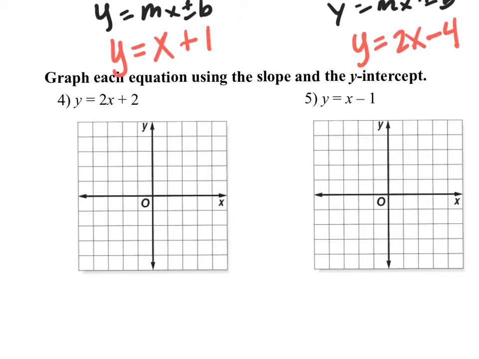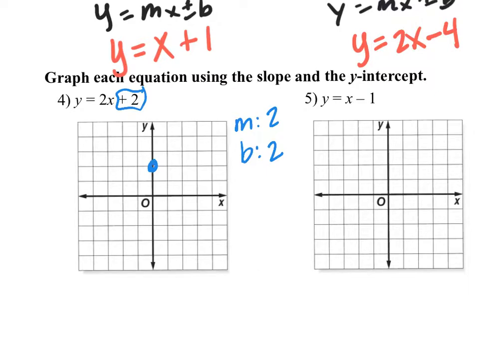Okay, now the next one's graph it. Remember, I'm going to have you label your m and label your b, just so we all understand where those are coming from. My m is 2. My b is 2. They both happen to be 2 on this one. I always start with my y-intercept. I start with a 2, so I go to 2 and I plot a point right there.